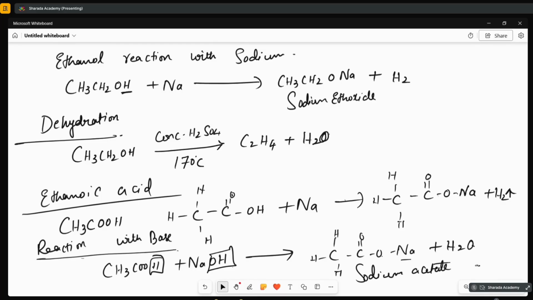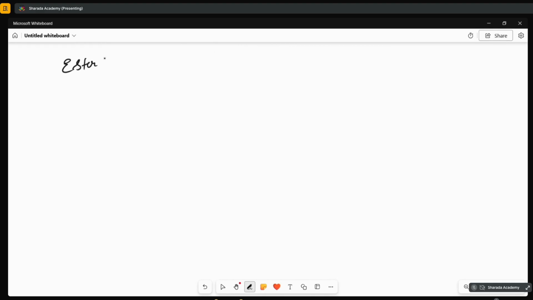Then after this, esterification reaction. We'll study about esterification. Everything we did actually, just once I want to revise because these are very important. All these questions related to these equations, they will ask in the exam. Esterification.